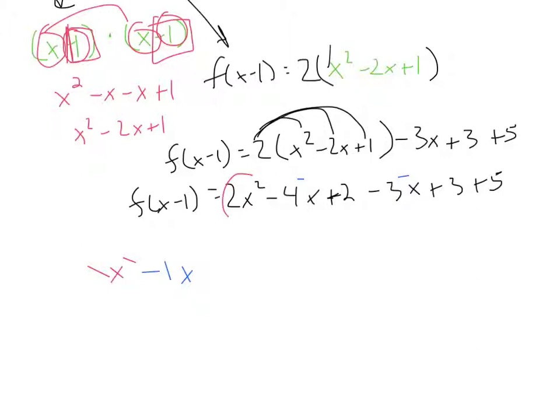And next, there's just all the rest of the normal numbers. So there's 2, 3, and 5. Okay. So there's 10. Now, I didn't write something. What did I forget to write? The f of x minus 1 equals. And that's the answer.